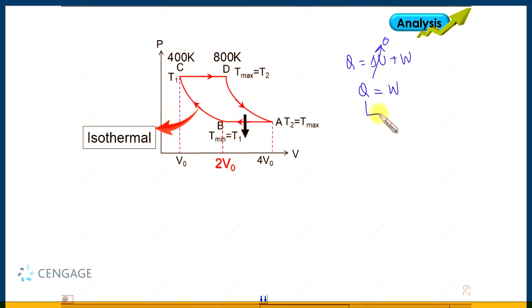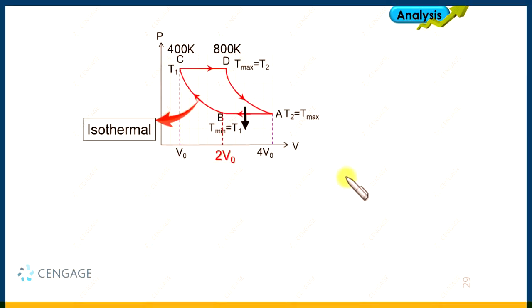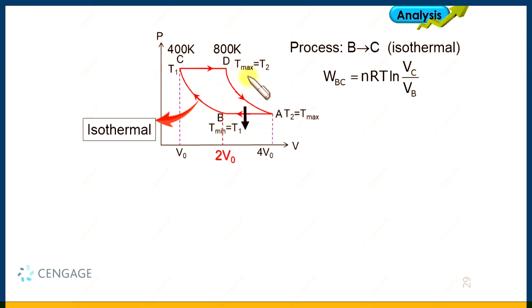For calculating the value of Q, we have the direct formula: W_BC is equal to nRT multiplied by the natural log of final volume divided by initial volume. The final volume is the volume at point C, and the initial volume is the volume at point B. Here the volume is V naught, and here it is 2 V naught. So this is nR multiplied by 400 multiplied by the natural log of V naught divided by 2 V naught. After solving, we can write this expression as minus 400 nR natural log 2.